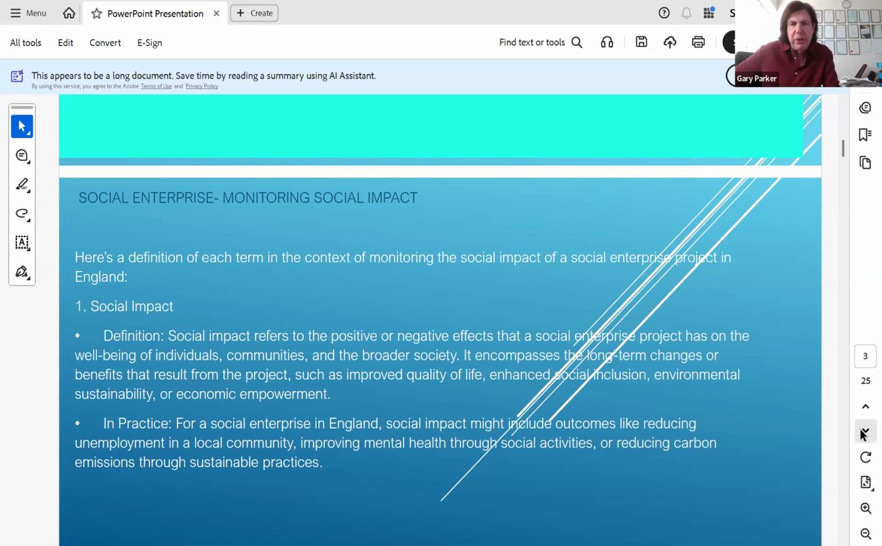In practice, for a social enterprise in England, social impact might include outcomes like reducing unemployment, which I've just mentioned, improving mental health through social activities, or reducing carbon emissions through sustainable practice. So it obviously depends what your organization or project is doing, and the social impact of your project will depend on its focus. I think that's it in a nutshell. And there's not just one social impact. There could be a wider range of outcomes and impacts depending on what you do.